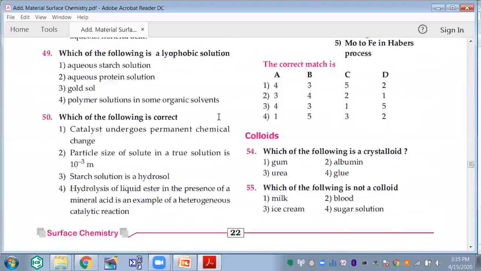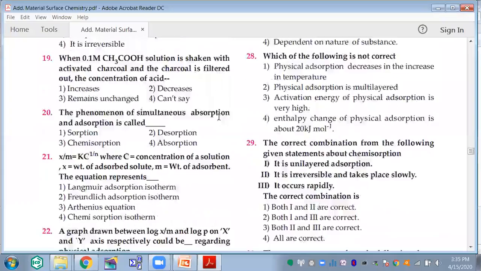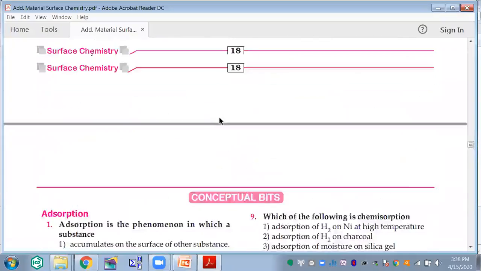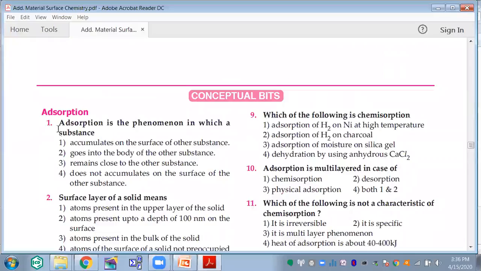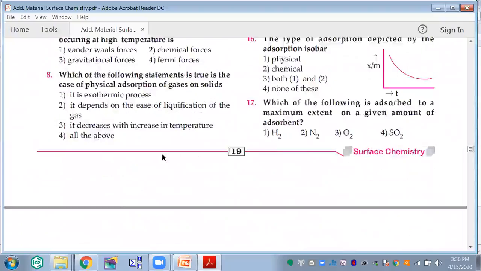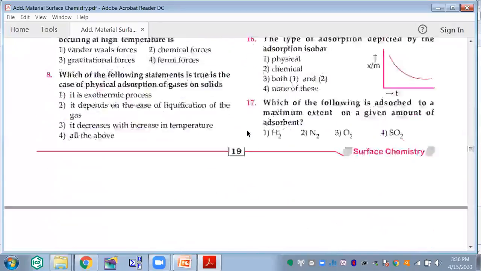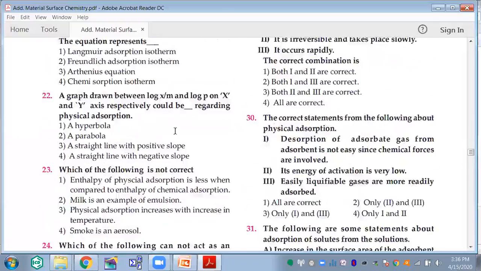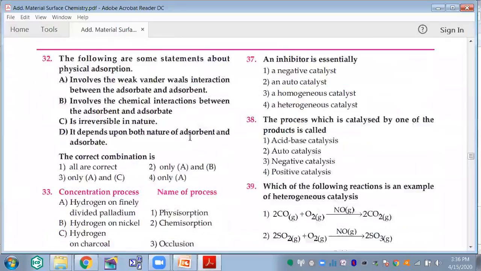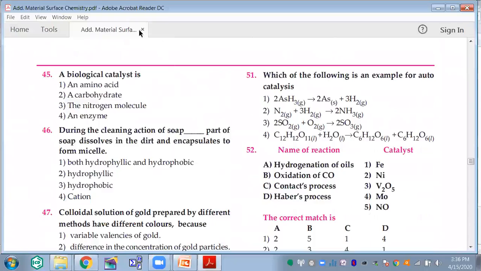So look at the additional material, what are the exercises that you have to do after studying NCERT as well as my PowerPoints? The conceptual bits. Here they have given the conceptual bits on adsorption. I think better I will write on paper and then post in the group. So these are the problems that you have to do in the additional materials. I will write the numbers in all the exercises.